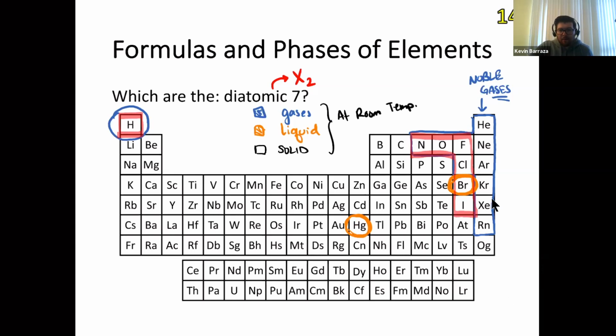So our gases are the noble gases, and then the majority of the diatomic 7, but not all of them. There are 2 liquids, bromine and mercury, and the rest of them are solid. So with that, we can write recipes for how to put together ionic compounds. That's really nice. Okay, so let's try it. Keep this in mind on our periodic table.